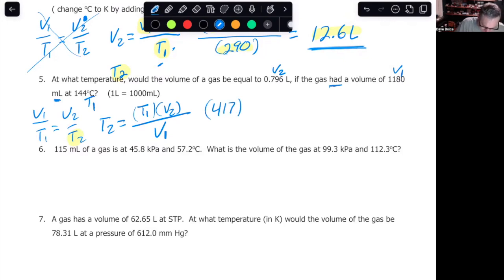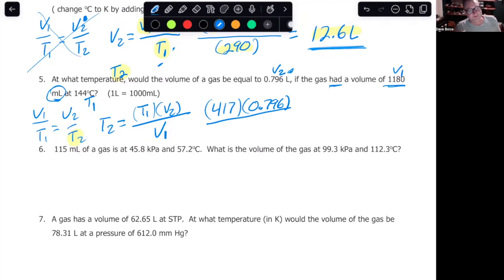I need to add 273 to that 144 to come up with a T1 of 417 Kelvin. My V2, where's my V2? Here we go. That's in liters. That's cool. I can use that. So 0.796 divided by my V1. Where's my V1? Here it is. But that's in milliliters. That doesn't work.